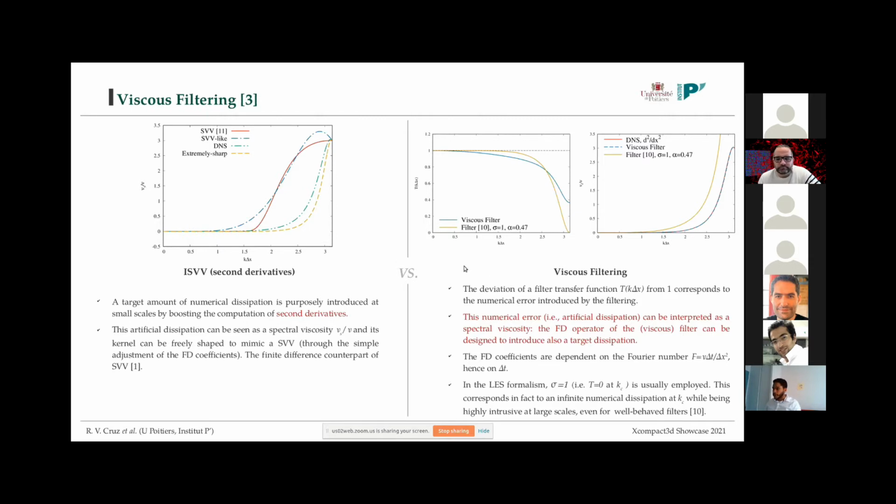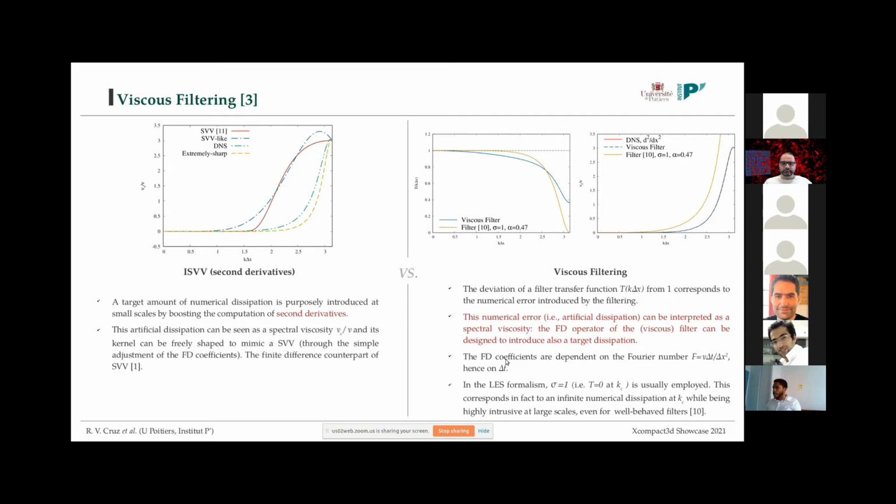Now, when it comes to a filter, what we see is that the deviation of the filter transfer function from 1 corresponds also to a numerical error that is introduced by the filtering procedure. This numerical error, that is an artificial dissipation, can also be interpreted as a spectral viscosity, just like for the second derivatives. So as the filter is also a finite difference operator, we can design it to introduce a target dissipation or to mimic an SVV. So for example, here in the figure on the right, we have an exact match for the viscous kernel of our filter and the one for the second derivative.